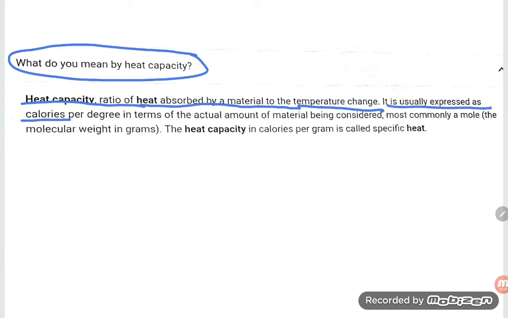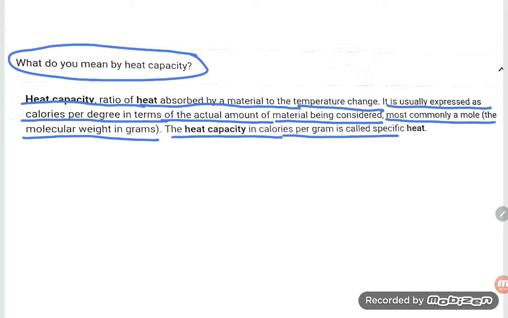It is usually expressed as calorie per degree in terms of the actual amount of material being considered, most commonly a mole, the molecular weight in grams. The heat capacity in calories per gram is called specific heat capacity. If you take 1 mole of the substance and increase its temperature by 1 degree Celsius, that is the molar heat capacity. And for 1 gram of substance, if you increase the temperature, that is known as specific heat capacity.